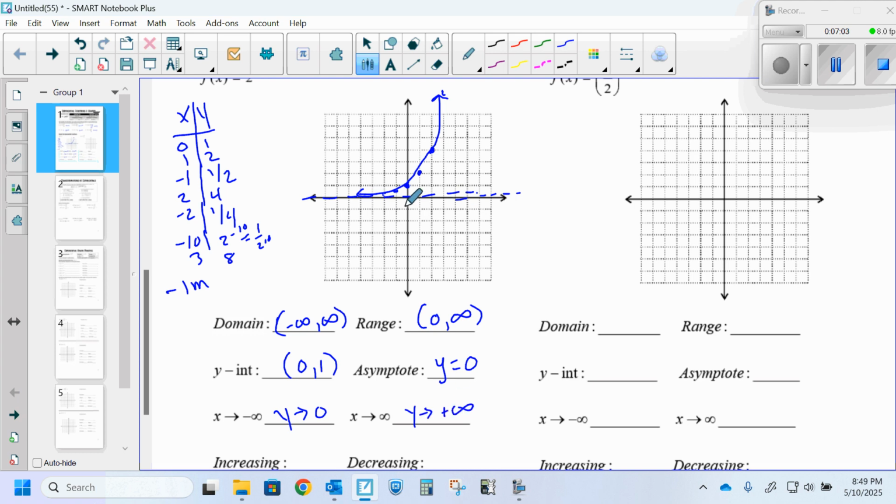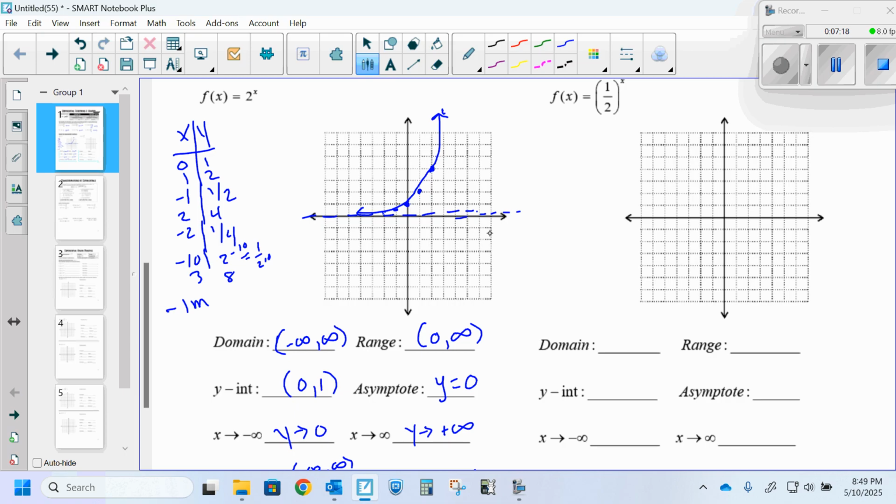And then these graphs are either going to be increasing or decreasing. They'll never be both. From left to right, this is increasing. Not going to be decreasing, so just put a dash or none. Okay? All right, so that was exponential growth. As you can see, as x gets bigger, y gets bigger. All right, then we go ahead and do this decay problem.